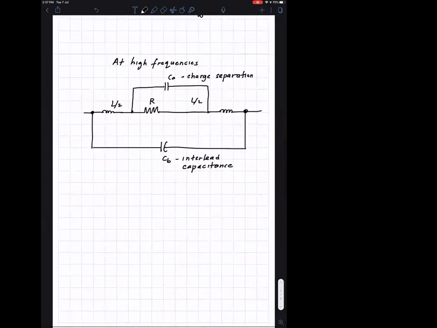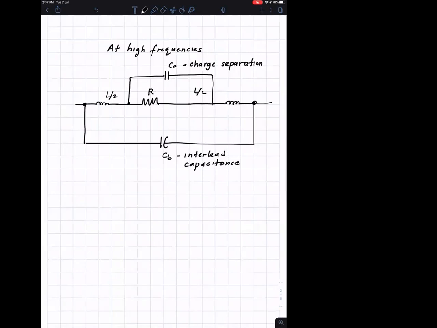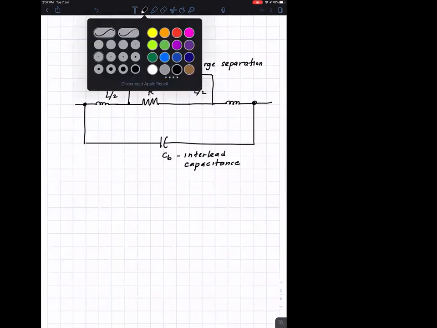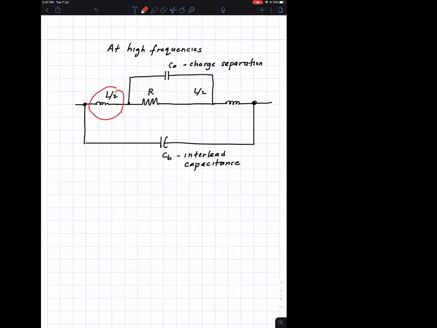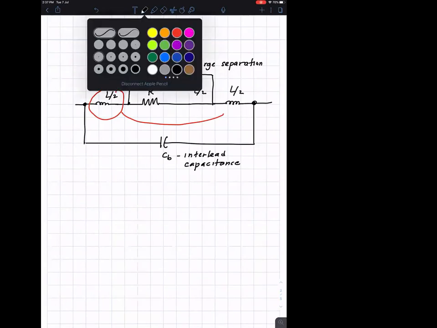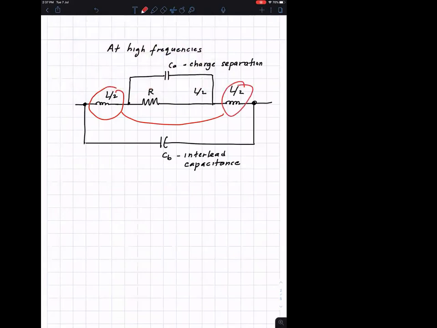So I can simplify this model further. If I combine these two inductors, since it was L over 2 here and L over 2 here, inductance can be added, right? So if I add this inductance, the simplified model.